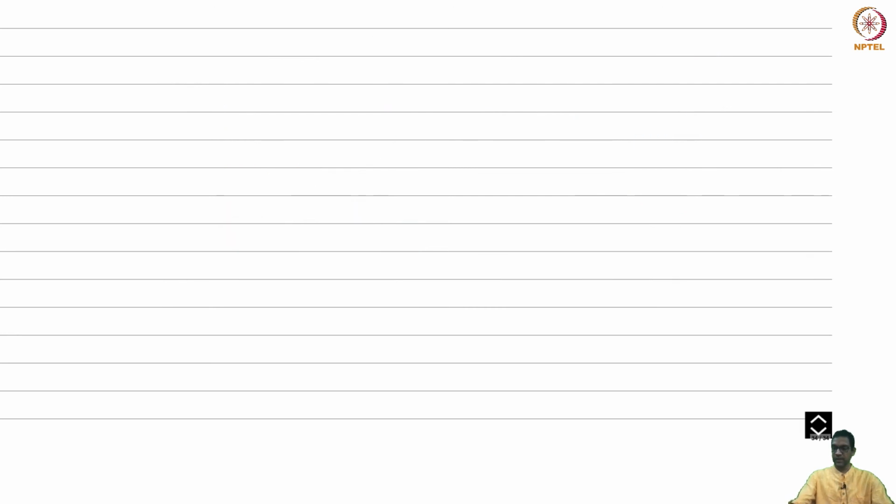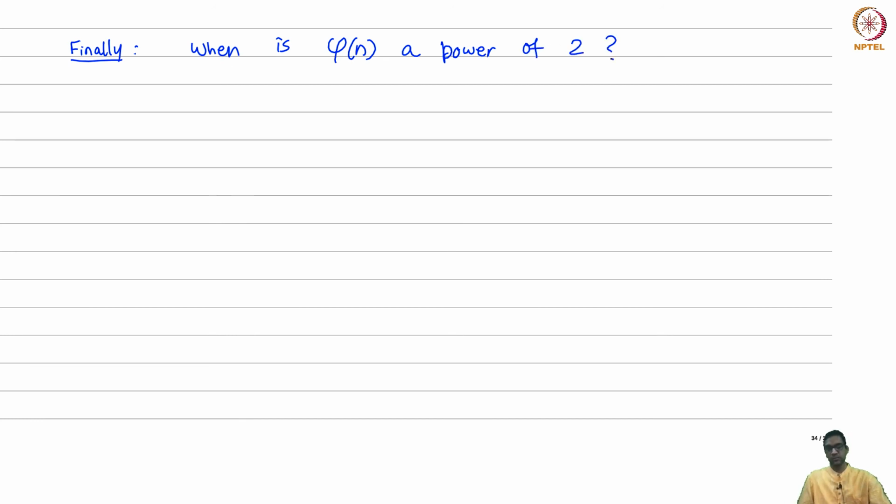Okay, now finally, to complete this whole analysis, sort of an aside: is it possible at all, and when, is phi of n a power of 2? That's a question that one wants to understand. Now, can it even be a power of 2? Now, well, what's phi of n? There is a simple formula for phi of n.